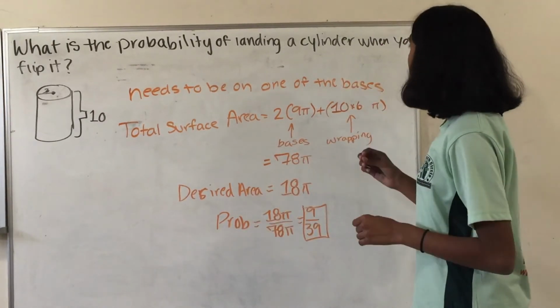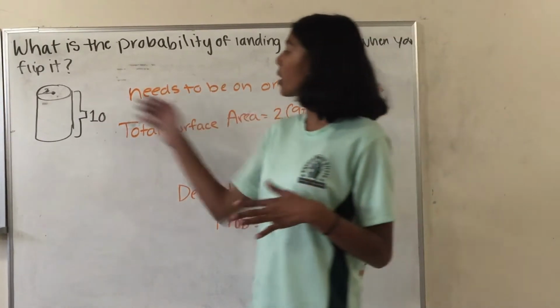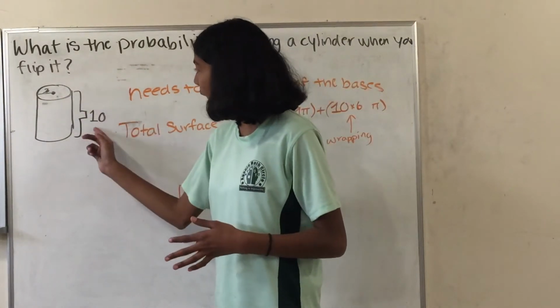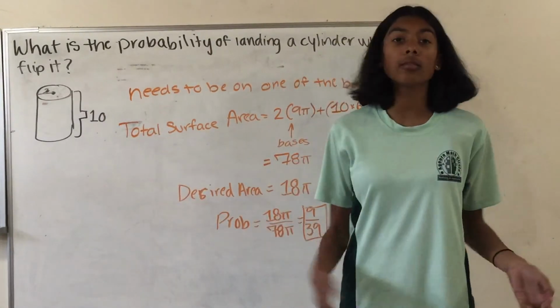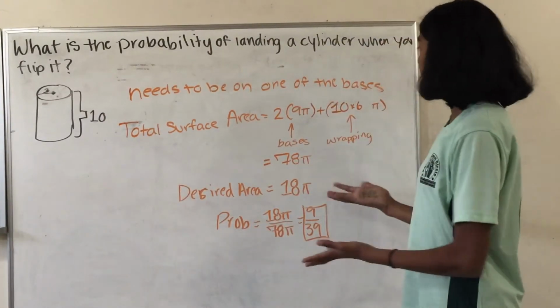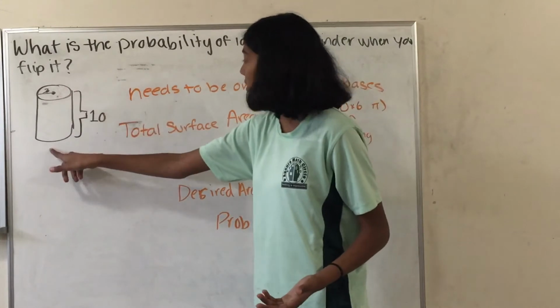Now let's move on to our second problem, which is the following. What is the probability of landing a cylinder when you flip it? So we have our cylinder right here. Its height is 10, and the radius of its base is 3. So to land our cylinder, it has to land on one of our two bases.